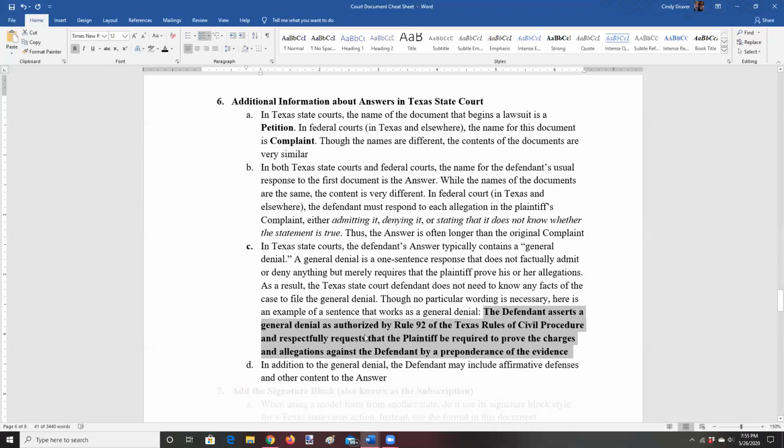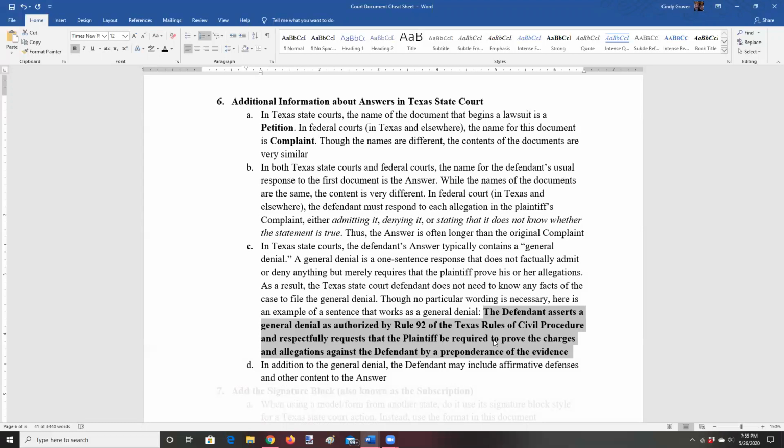The defendant asserts a general denial as authorized by Rule 92 of the Texas Rules of Civil Procedure and respectfully requests that the plaintiff be required to prove the charges and allegations against the defendant by a preponderance of the evidence. So this accomplishes the task. So all those numbered paragraphs that you'd have in a federal answer get replaced by just this one or two sentence statement. This is a really long sentence, but it's okay because this is, again, a kind of boilerplate thing. Now, this doesn't mean that every single answer in Texas fits on one page, although many do.